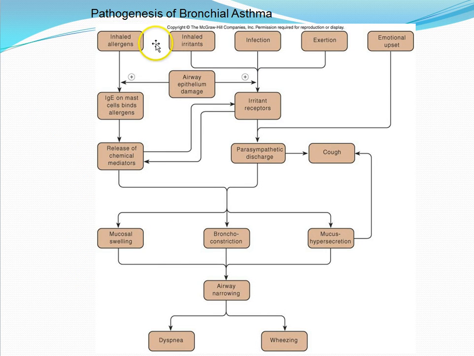This is showing the pathogenesis. This is the extrinsic pathway, where you inhale an allergen and they bind to IgE antibodies on the mast cell, causing them to degranulate and release chemicals, which result in the basic symptoms. Intrinsic asthma could be due to inhaled irritants, infection, or exertion, again causing an increased parasympathetic response that causes the same symptoms.